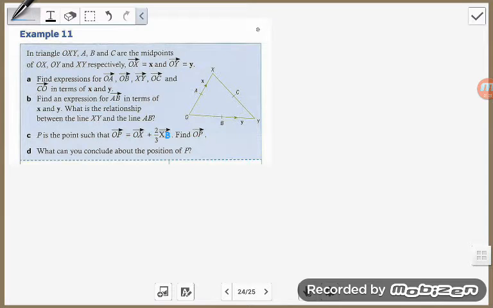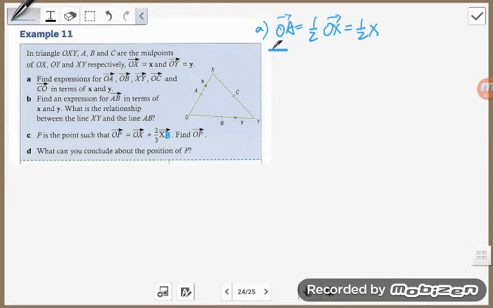Now for part A, they want us to find OA, OB, XY, OC, CO in terms of X and Y. So a bunch of vectors, but we need to express them in terms of X and Y. Vector OA starts from here and goes all the way up there, which is just half of your vector OX, correct? And vector OX is equal to X, so I can rewrite this as half X.